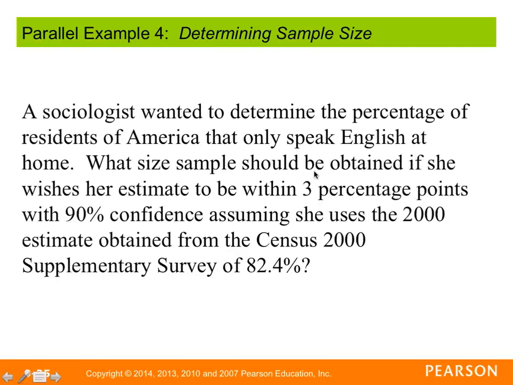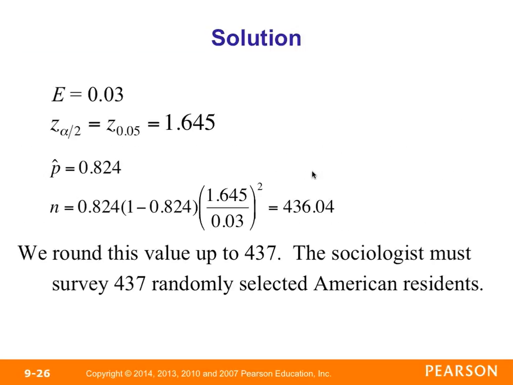So she has a prior estimate that she's pretty comfortable with, but she wants to know what her sample size should be if she wants to calculate this again. So she's going to use her prior estimate. Since we're using the prior estimate, we're going to use the formula that has P hat times 1 minus P hat. So the first thing you want to do is go ahead and set up all of these numbers, okay?